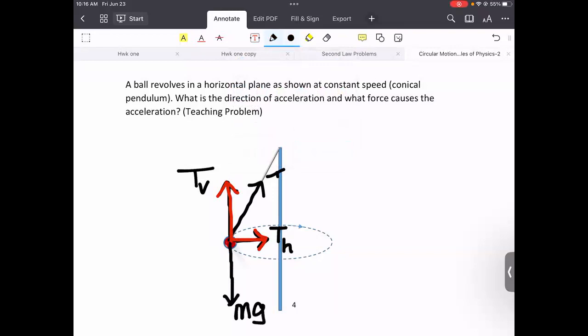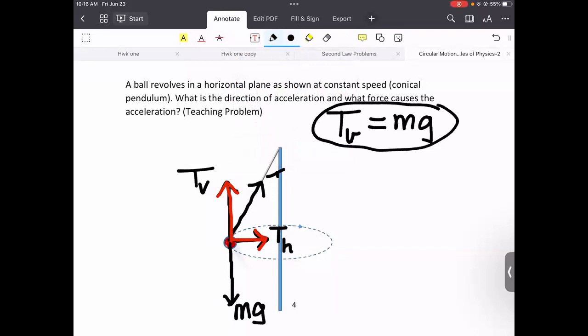So in this case, we see that since the ball is not moving or accelerating up and down, we can say T, tension in the vertical direction, balances the weight, or mg. And then in the horizontal direction, we have tension. The component of tension in the horizontal direction must be equal to the centripetal force. And this is actually providing the centripetal acceleration, v squared over r.